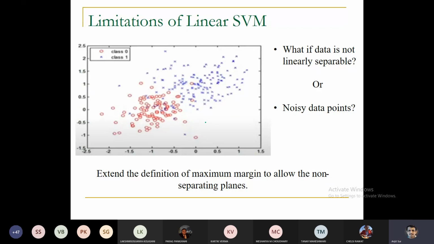Now, the question is, if this data is not linearly separable, then what will we do? Or you can say these data points are a bit noisy, maybe there are some outliers in the data. These two expose similar problems, but not exactly the same thing. But anyway, we have to deal with how we try to handle linearly non-separable data. That is the main question. So extend the definition of maximum margin to allow non-separating planes. That is what we are trying to understand here.